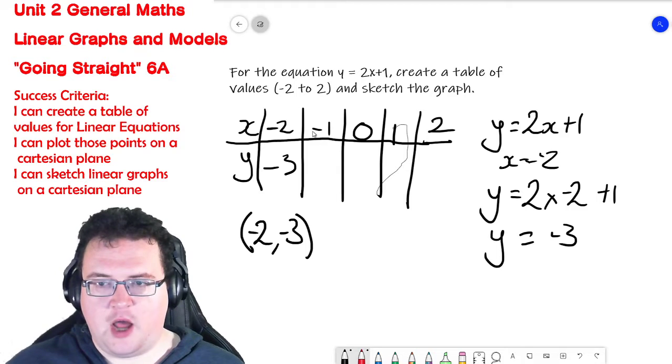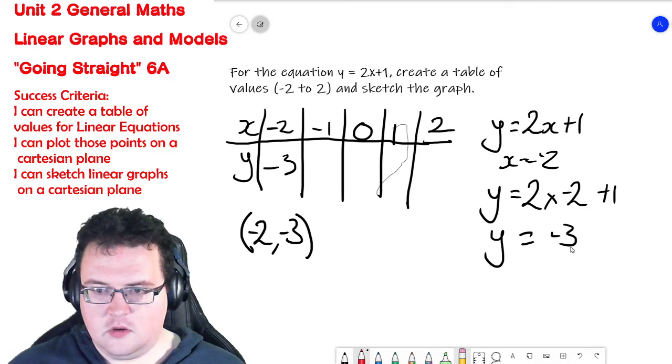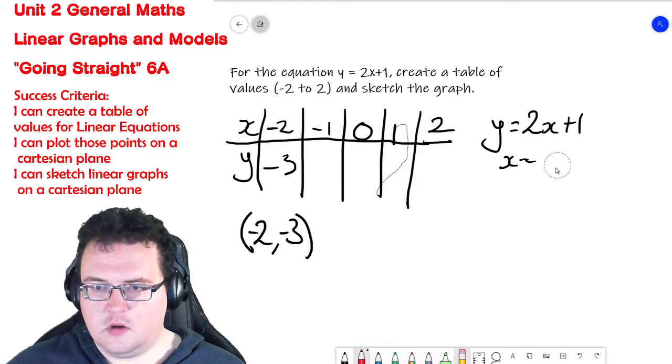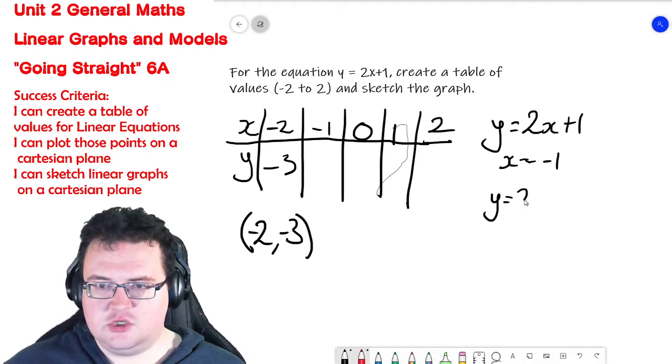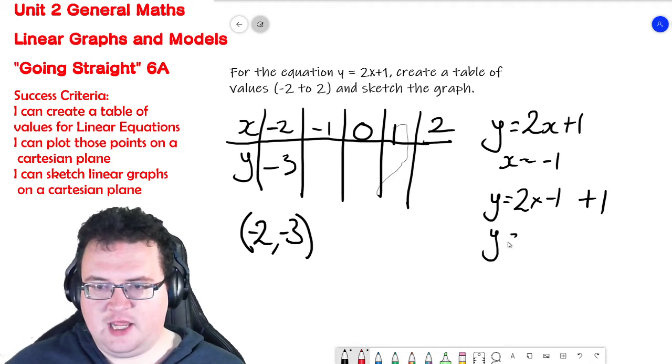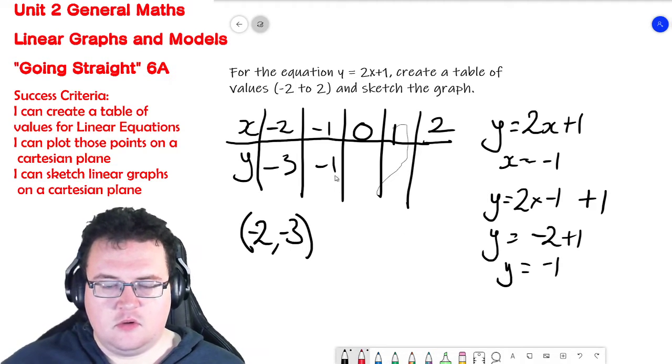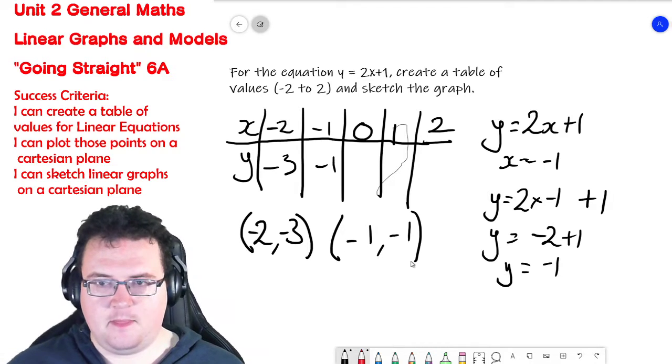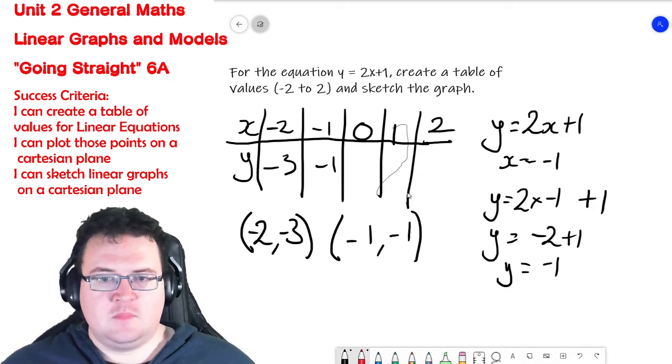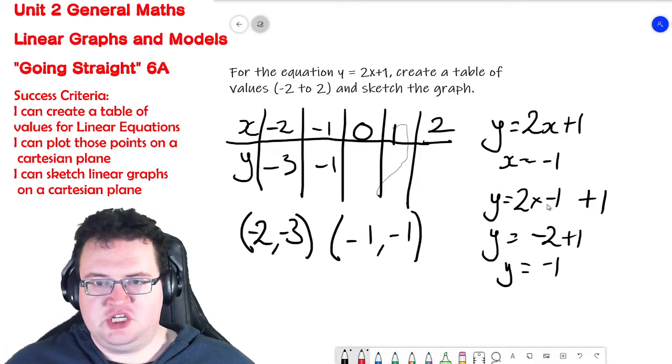Next one along will be -1. So that's going to be y = 2 times -1 plus 1. 2 times -1 is -2, -2 plus 1, so y is equal to -1. That means my second point is going to be -1, -1. And then you would continue on with the other points.